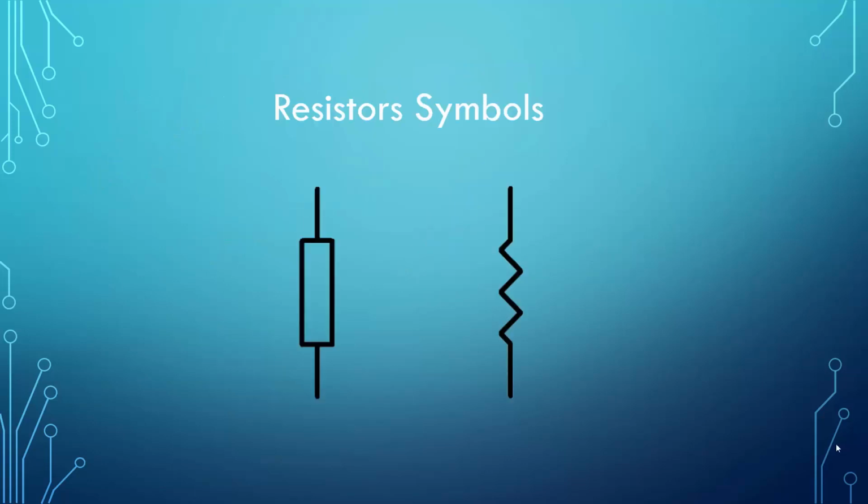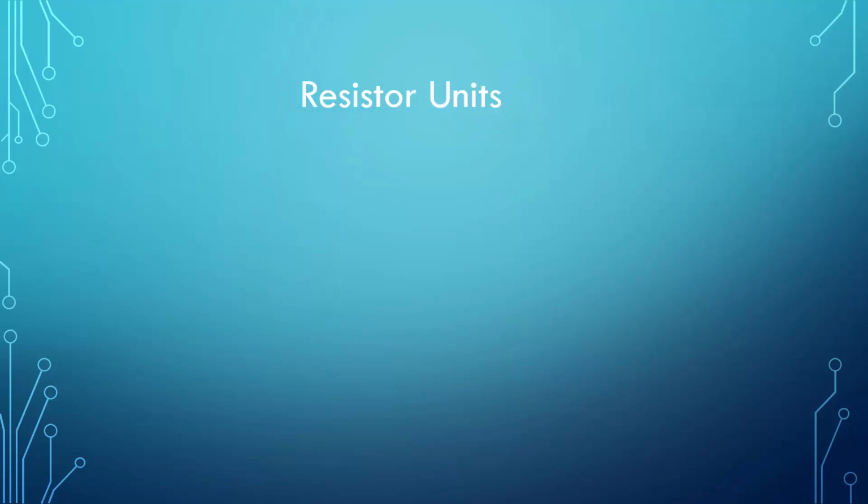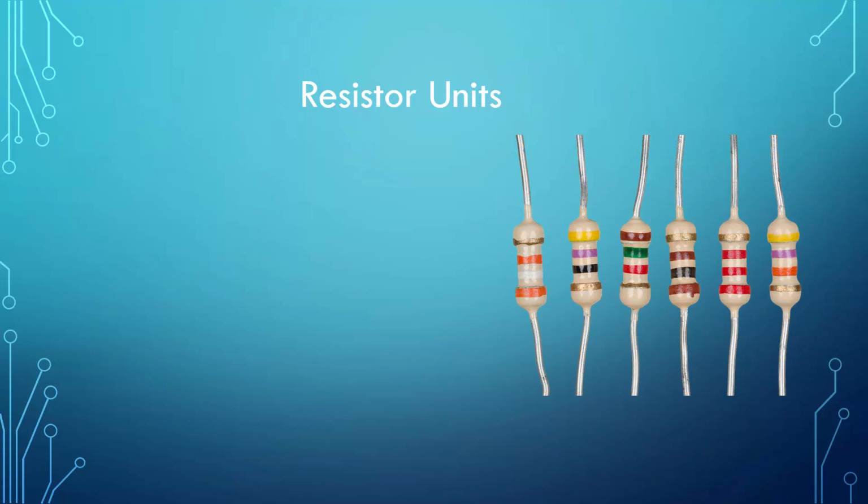There are two main circuit symbols used for resistors. A resistor is often depicted as a two-terminal device with either a jagged symbol or a rectangular symbol. The jagged symbol is widely used in North America, and the other symbol is more widely used in Europe and Asia. The electrical resistance of a resistor is measured in ohms.